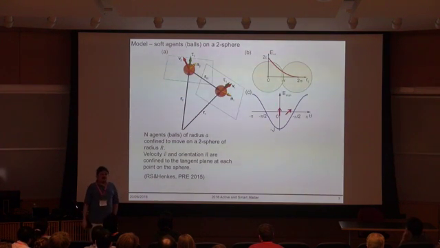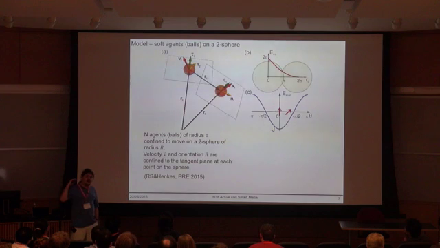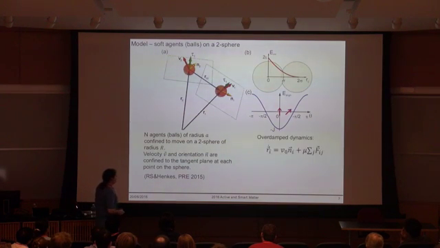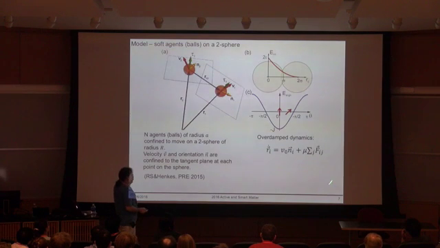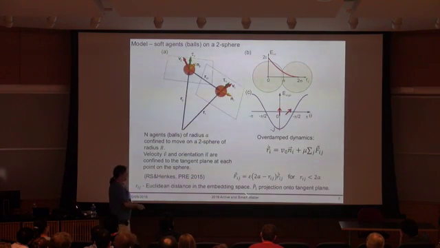And these particles are confined, they are forced to move on the surface of the sphere, and they interact with each other. And how do they interact with each other? They interact through spatial interactions, which is just soft core repulsion.